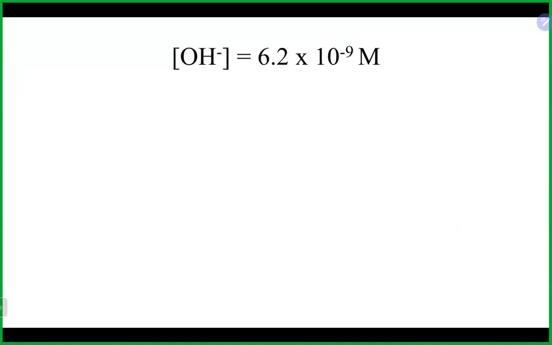All right, taking a look at the next one, again pretty much the same calculation. We're going to go H plus equals 1 times 10 to the minus 14 divided by our OH minus, 6.2 times 10 to the minus 9. Again, making sure to punch it in correctly with our exponent button is going to get us here.